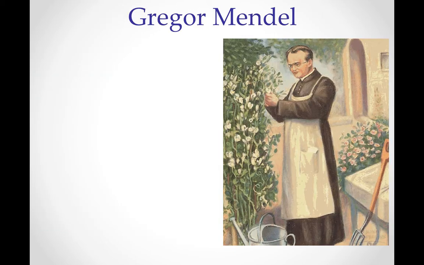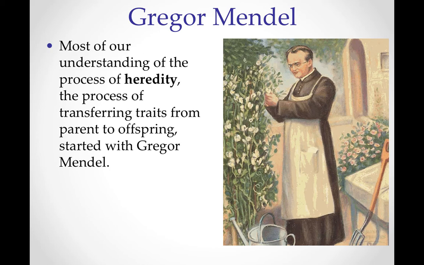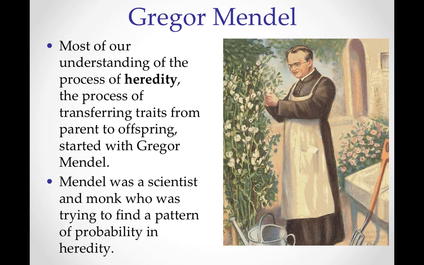So we're going to first start talking about Gregor Mendel, who he was and what he did. He's kind of the first geneticist, if you will, to give us a basic understanding of what genetics were. Most of our understanding of what heredity is, or the process of transferring traits from parent to offspring, started with him and his experiments.